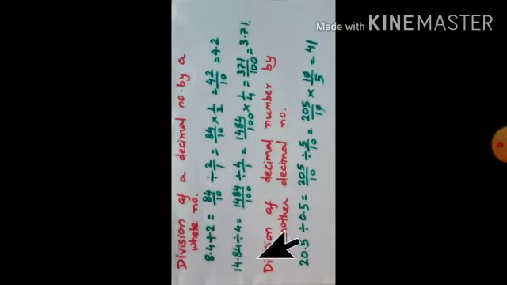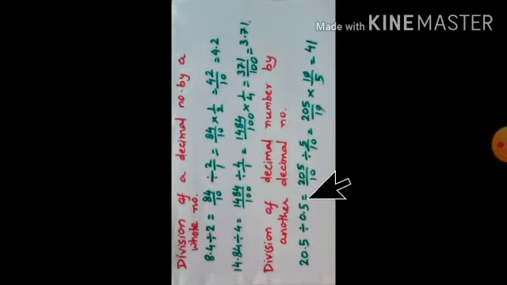Now 14.84 divided by 4 equal to 1484 upon 100 divided by 4 upon 1 equal to 1484 upon 100 into 1 upon 4. Now equal to, you divide this 1484 by 4, you will get 371 upon 100 equal to 3.71. Now division of decimal number by another decimal number.